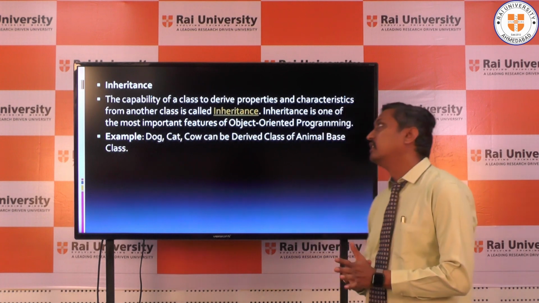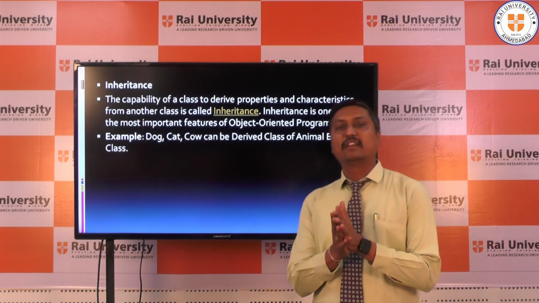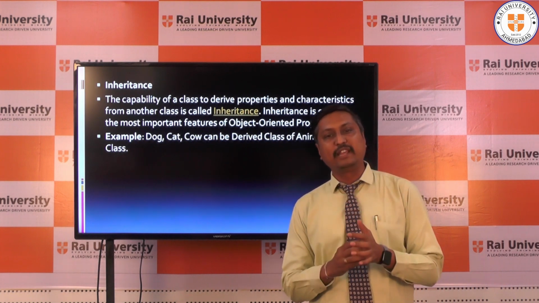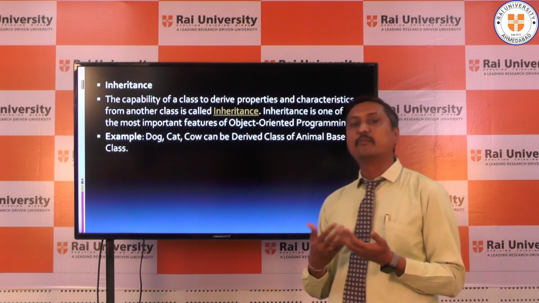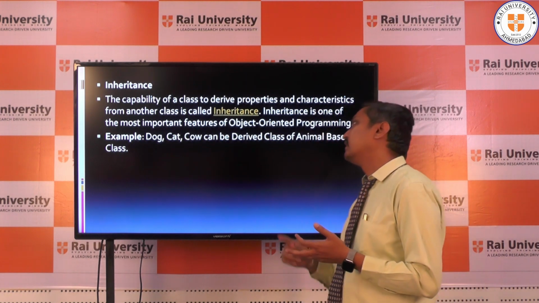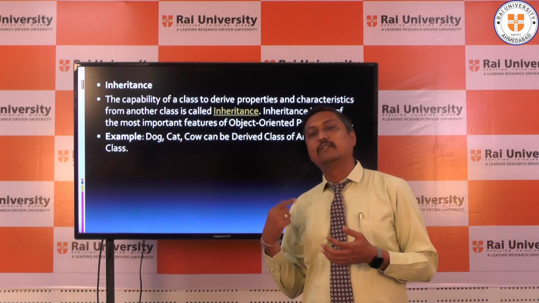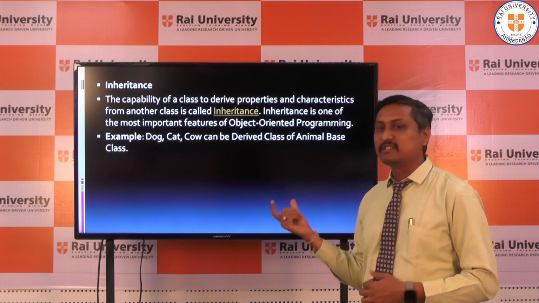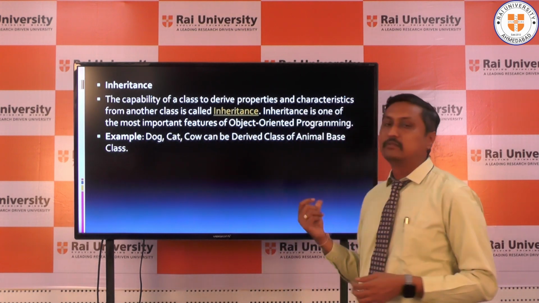And the last one is inheritance. That means a particular property or a particular entity can be derived from your class. That is called inheritance. Here, one example is a class called animal, and various kinds of animals are in it: dog, cat, cow.